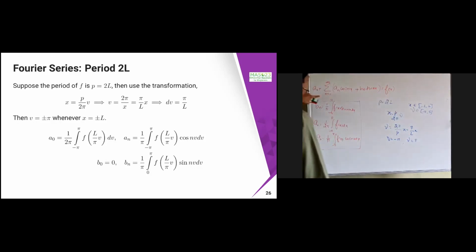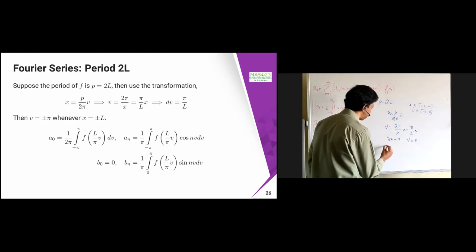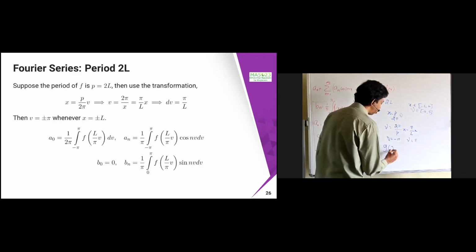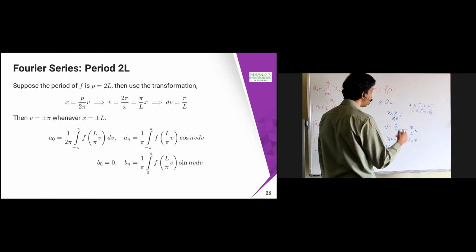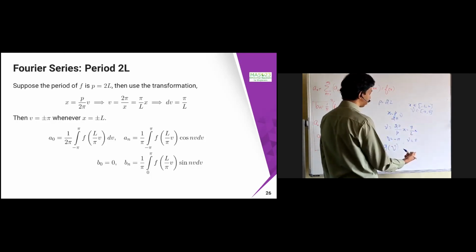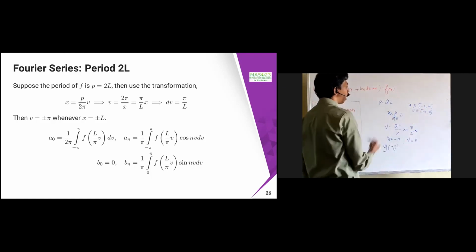Therefore, I can again write that expression using the Fourier series. So I have a new function, let's say g, which is a function of nu. It is a periodic function with period 2 pi on the interval minus pi to pi.